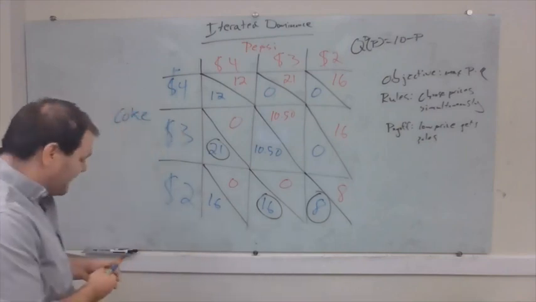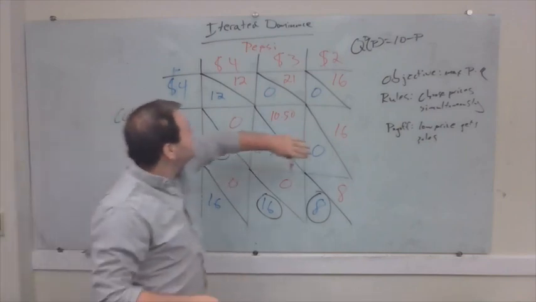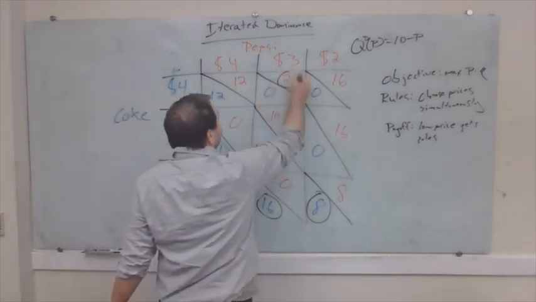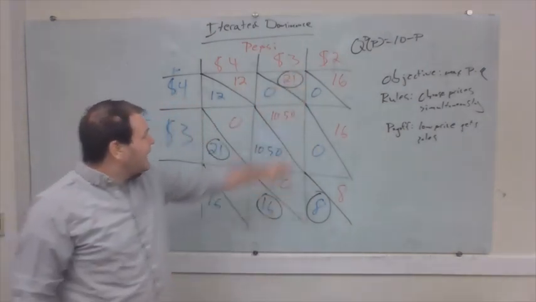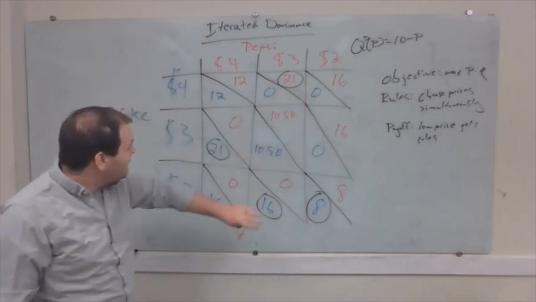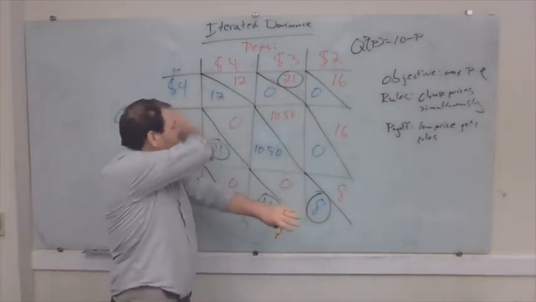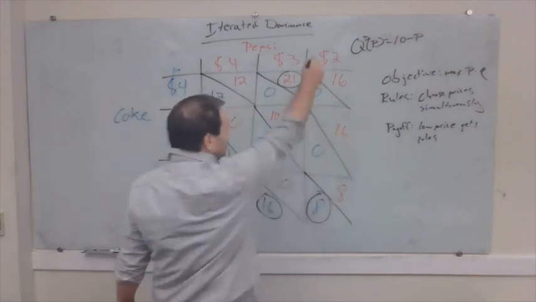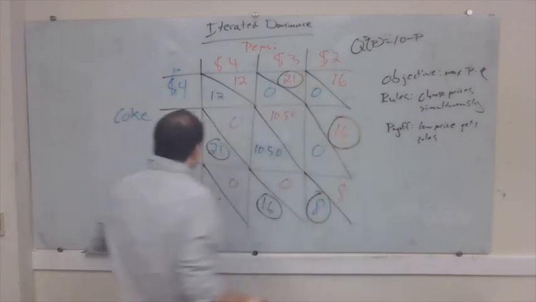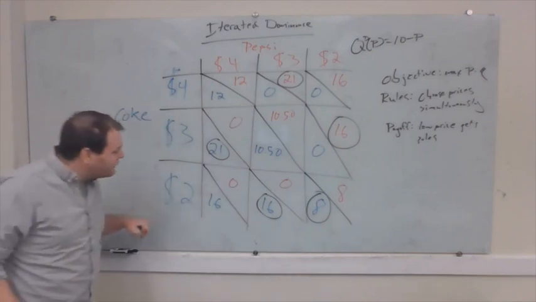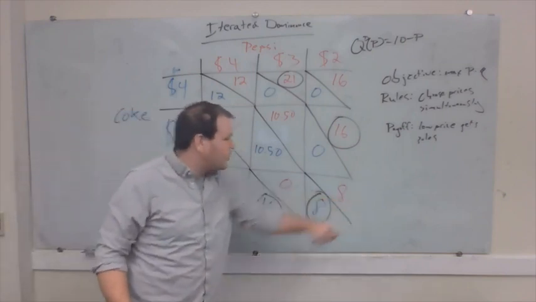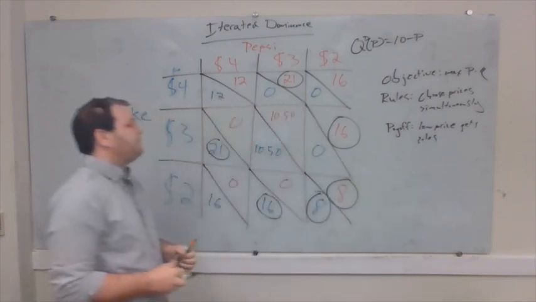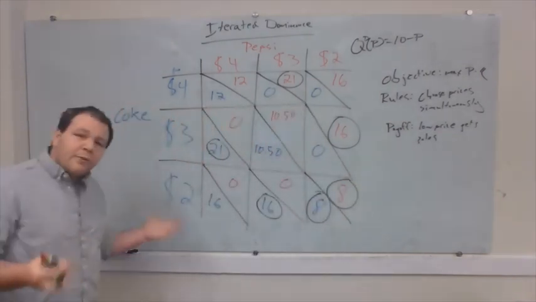Let's think about Pepsi's best decisions. Well, if Pepsi knew that Coke was going to charge $4, their best choice is going to be to charge $3 and get a payoff of 21. If they know that Coke is going to charge $3, they know we're in this middle column. Their best choice is going to be to get $16 by charging 2. And if they know that Coke is charging $2, their best move is going to be to charge $2 so they can at least get 8. Cool. So what do we do from here?